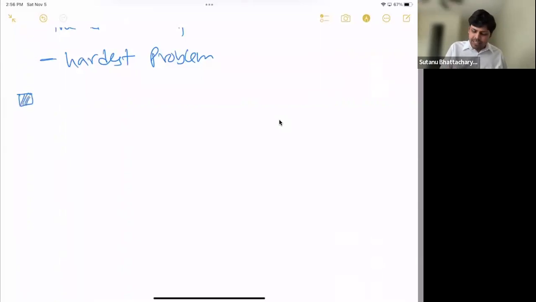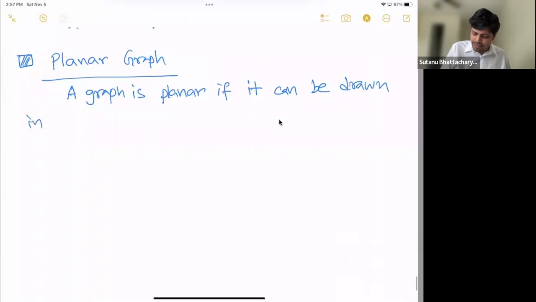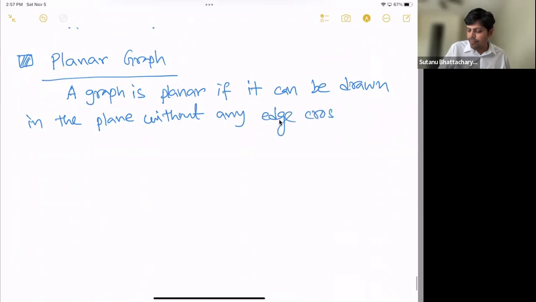So another important graph is called a planar graph. A graph is planar if it can be drawn in the plane without any edge crossing.